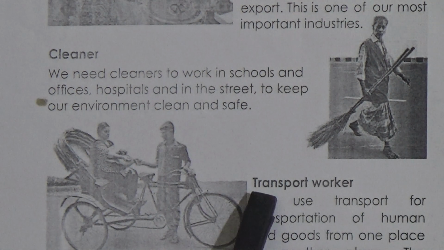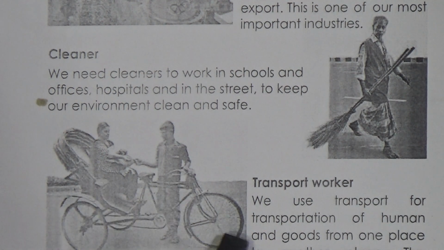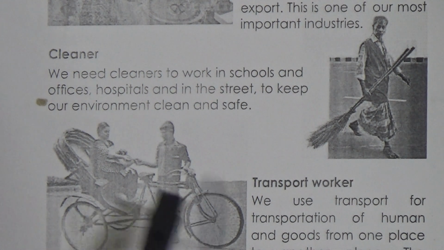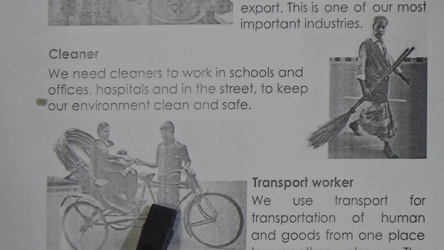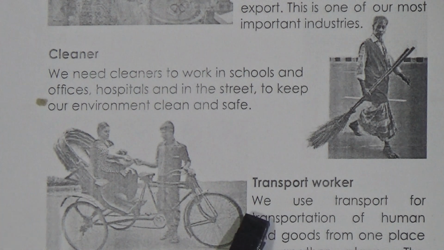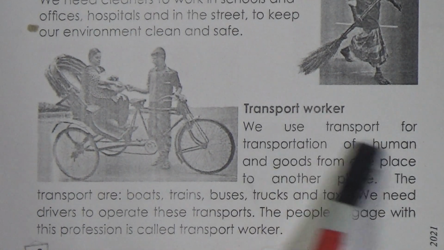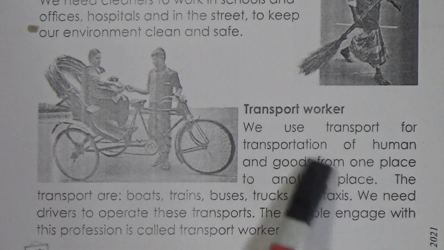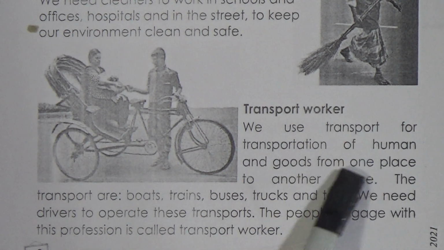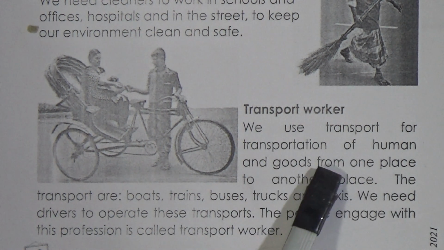And in the third portion there is the transport worker. We can see there is a rickshaw, this is the rickshaw puller and this is the passenger. This is one kind of transport, and the person who works on that vehicle is called a transport worker. That means the driver, and if there is any helper, that is also part of transport worker. We use transport for transportation of humans and goods from one place to another. That is called the process of transportation.